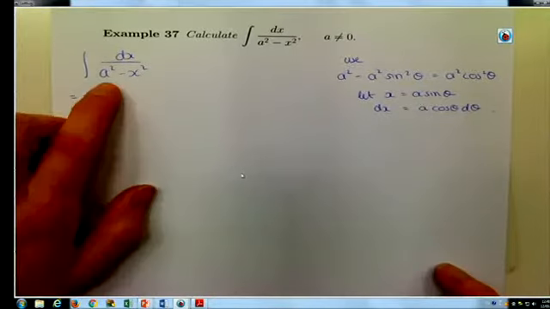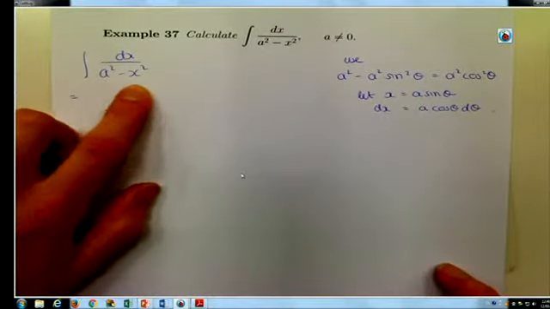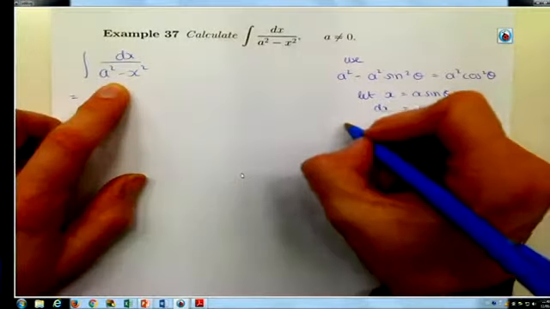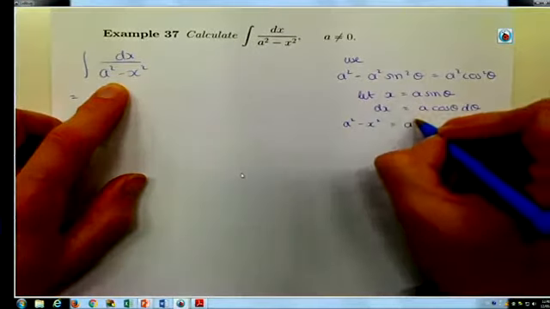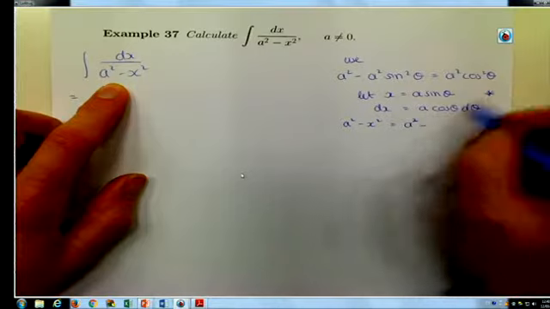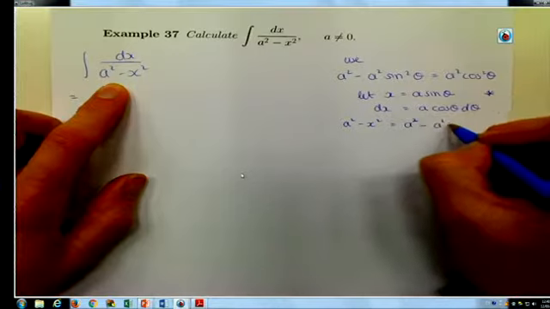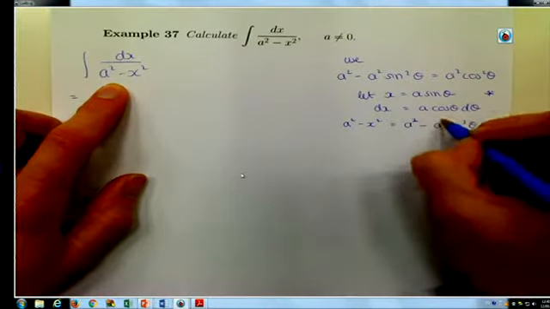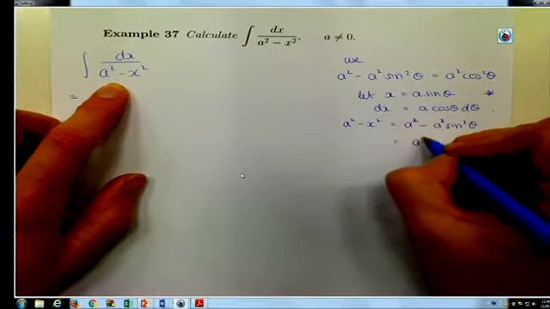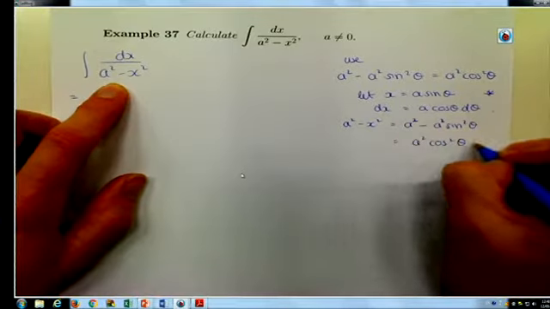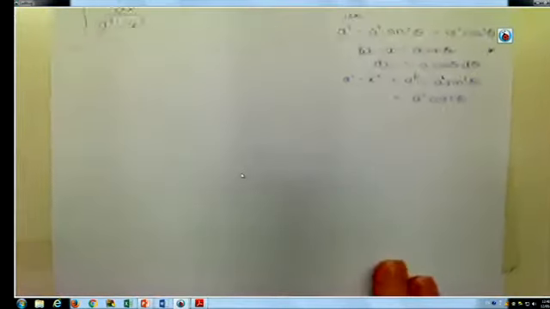And then I'm going to work out this thing here so that I'm ready to replace it. So a squared minus x squared equals a squared minus this thing here squared. And now I can use the identity that I chose and I'll get a squared cos squared theta.